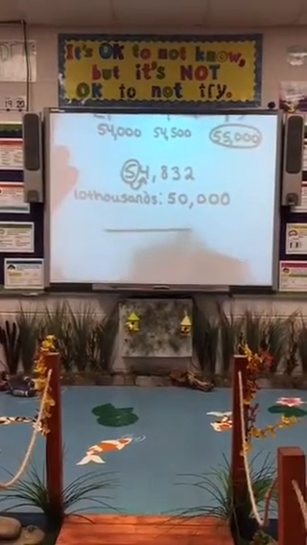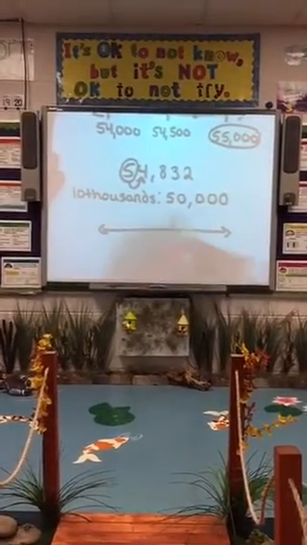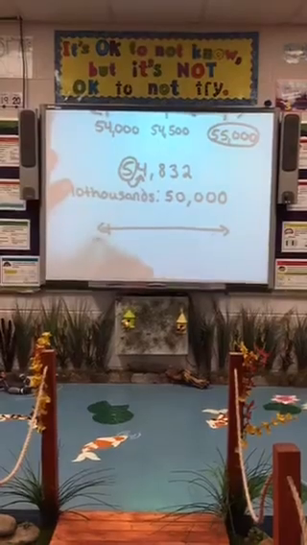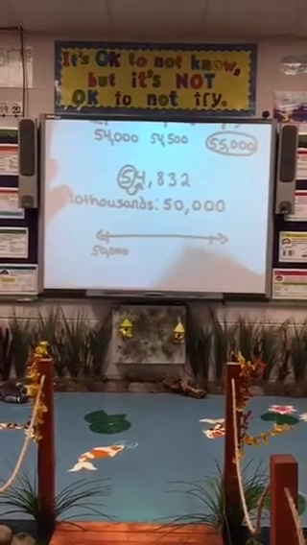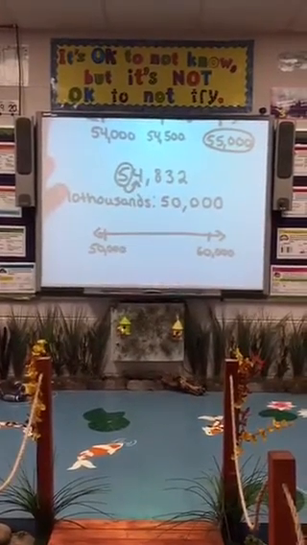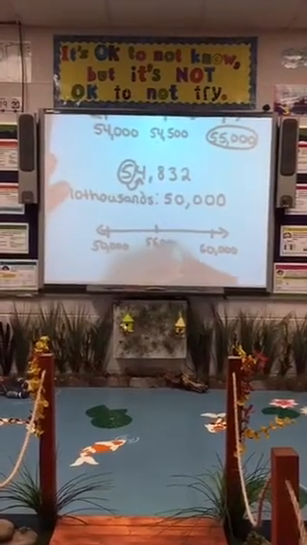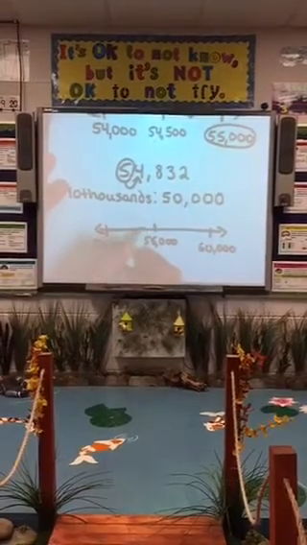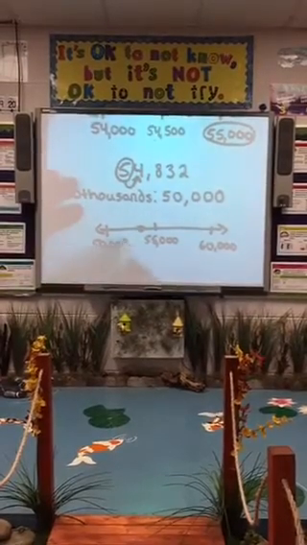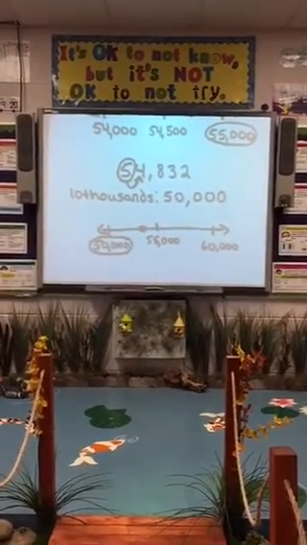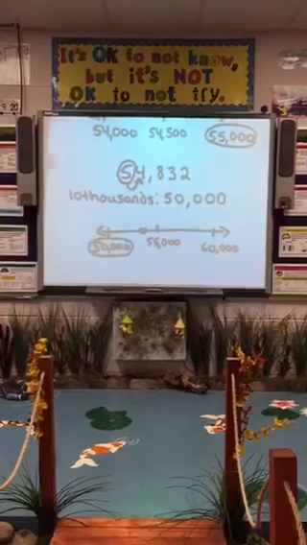On a number line, if we rounded down, which we ended up doing, the answer would have been 50,000. But if we rounded up, the answer would have been 60,000. Okay? In the middle, we would have 55,000. And 54,832 falls just short of the halfway mark, so we're closer to 50,000. That's a short lesson on rounding, and we're also working on different forms for numbers.